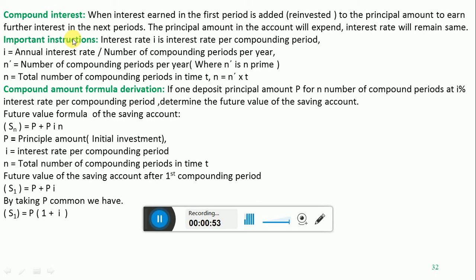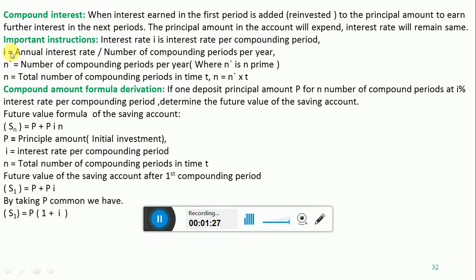Important instructions about compound interest. I is the interest rate per compounding period, where I is the symbol which defines the interest rate per compounding period. How can we compute the interest rate per compounding period? By dividing the given annual interest rate by the number of compounding periods per year. In this way we can define the interest rate per compounding period.